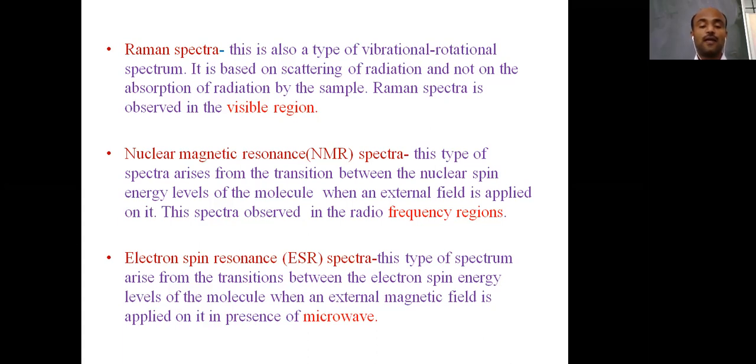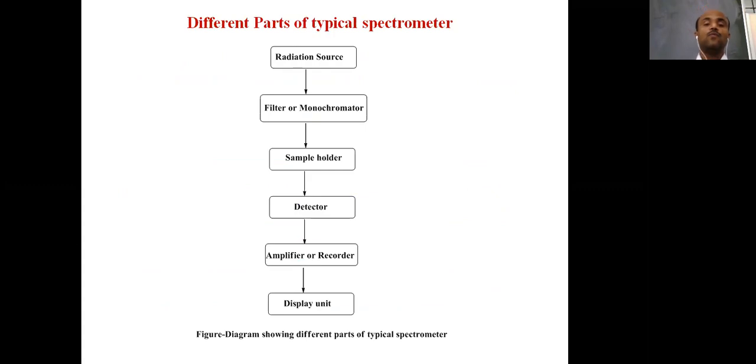Then ESR, electron spin resonance spectra. This type of spectrum arises from the transition between the electron spin energy levels of the molecule when an external magnetic field is applied in the presence of microwave radiations. So these are the different types of spectroscopy techniques, and how the molecule responds to particular radiation is discussed in these two slides. Now, different types of typical spectrometer.